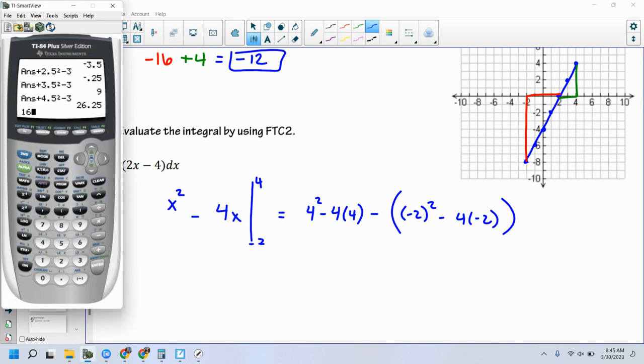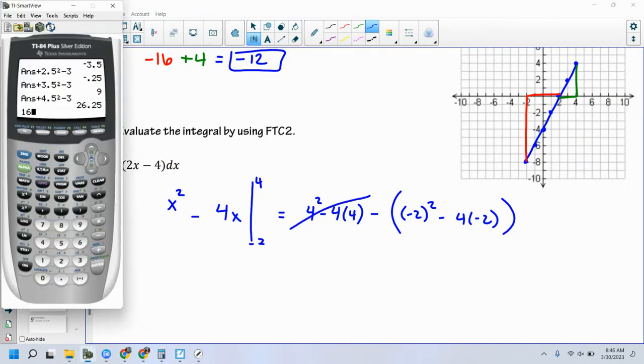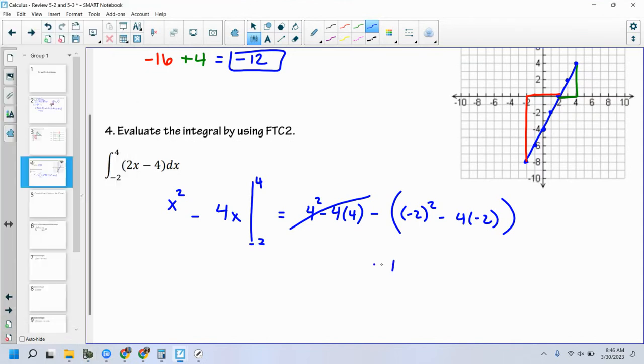Okie dokie, we got 16. Hey, that just is nothing, right? And on the right side, we get that 16 out of there. Negative 2 squared minus 4 times negative 2. And that's going to give me a 12, but don't forget about the negative in front. Negative 12. It's the exact same answer.